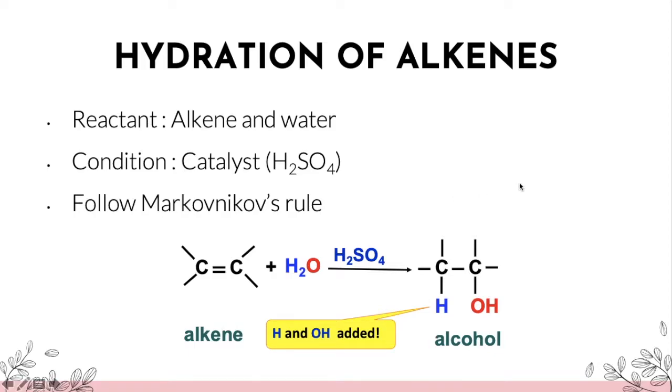Hydration of alkenes. The reactants are alkene and water. Because it's hydration, the condition is acid, H2SO4 sulfuric acid, and this reaction must follow Markovnikov's rule. Markovnikov's rule states that hydrogen will be added to the carbon that has the greater number of hydrogens. So H and OH are added in hydration of alkenes to produce alcohol.